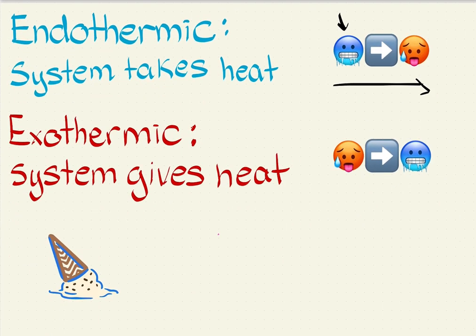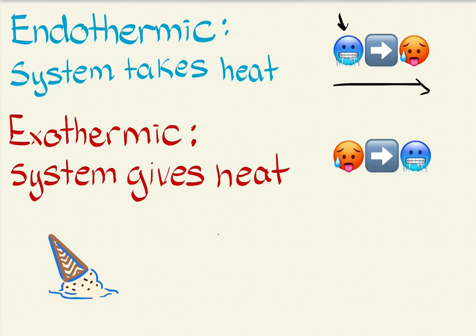Okay, now when it comes to endothermic and exothermic, endothermic pretty much just means the system is taking heat, so it starts cold and it ends hot. And exothermic means the opposite, it starts hot and then it ends cooler. So the system is giving the heat when it's exothermic.